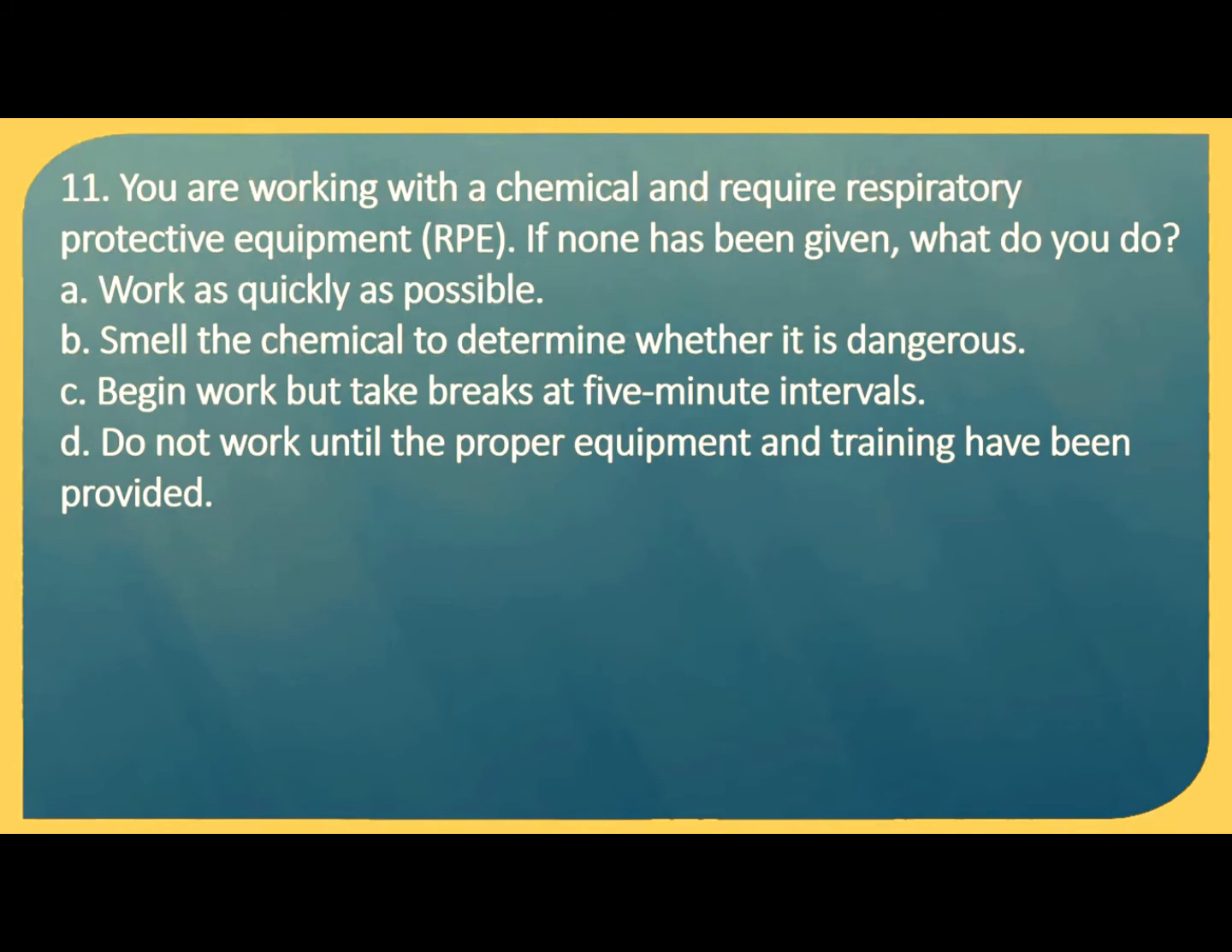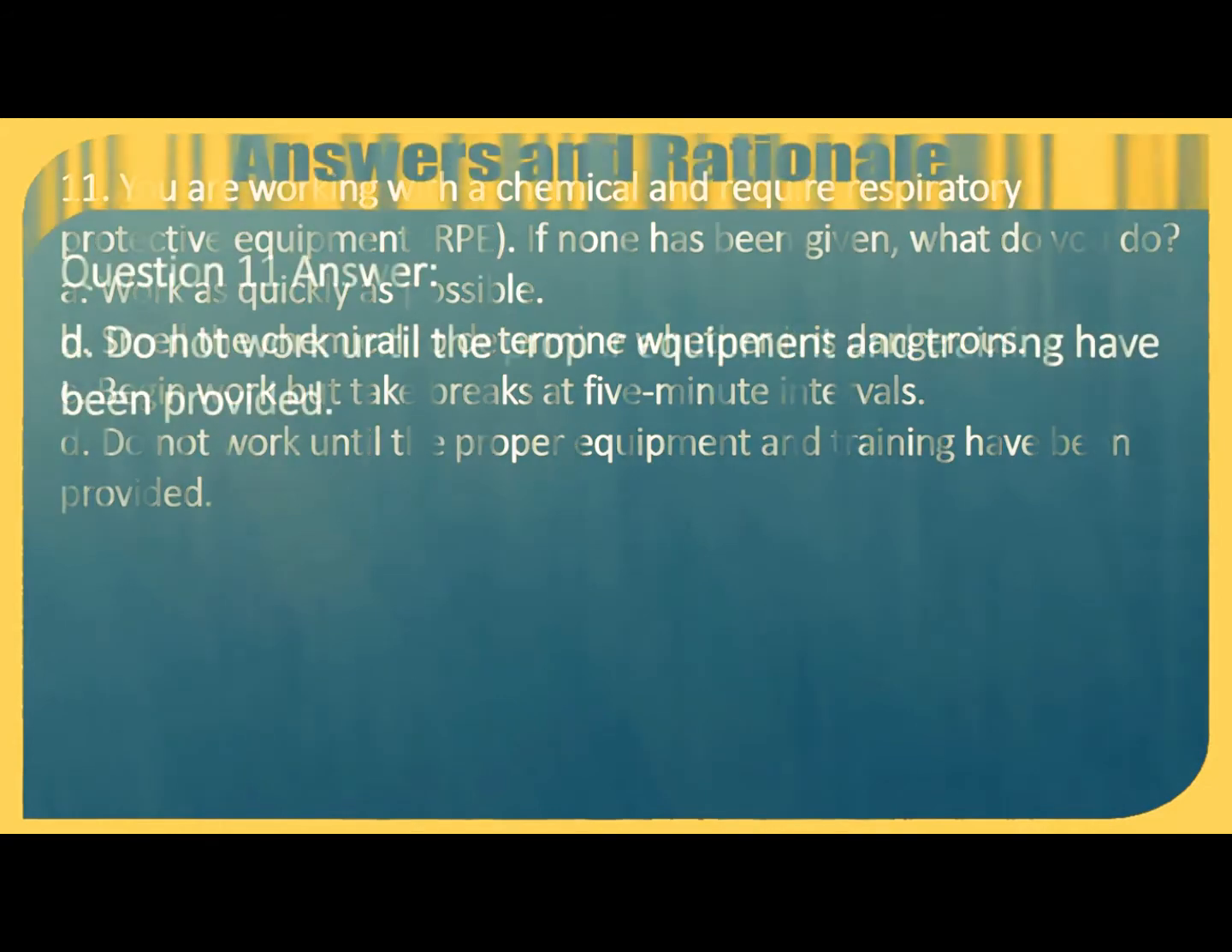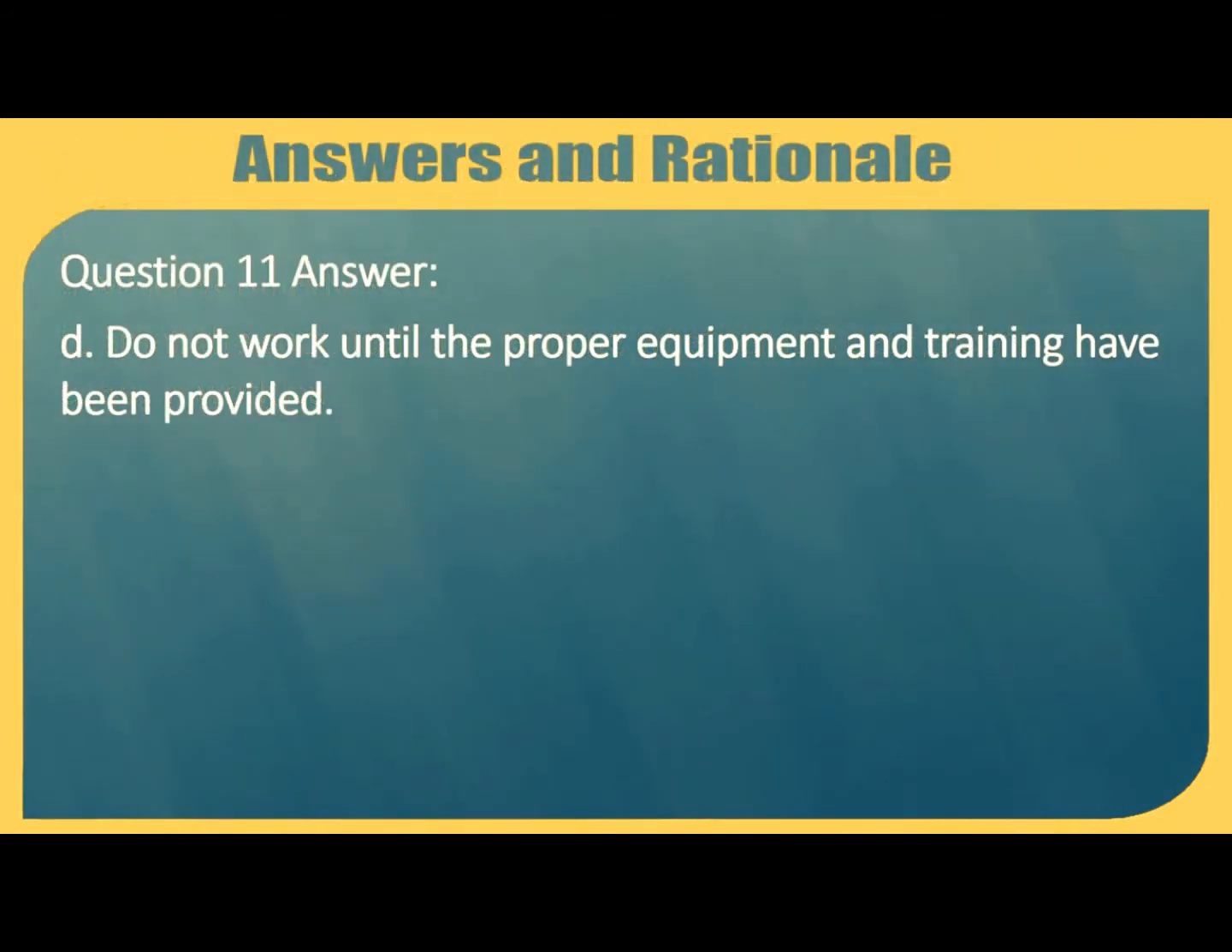Question 11. You are working with a chemical and require respiratory protective equipment, RPE. If none has been given, what do you do? A. Work as quickly as possible. B. Smell the chemical to determine whether it is dangerous. C. Begin work but take breaks at 5-minute intervals. D. Do not work until the proper equipment and training have been provided. Question 11. Answer: D. Do not work until the proper equipment and training have been provided.